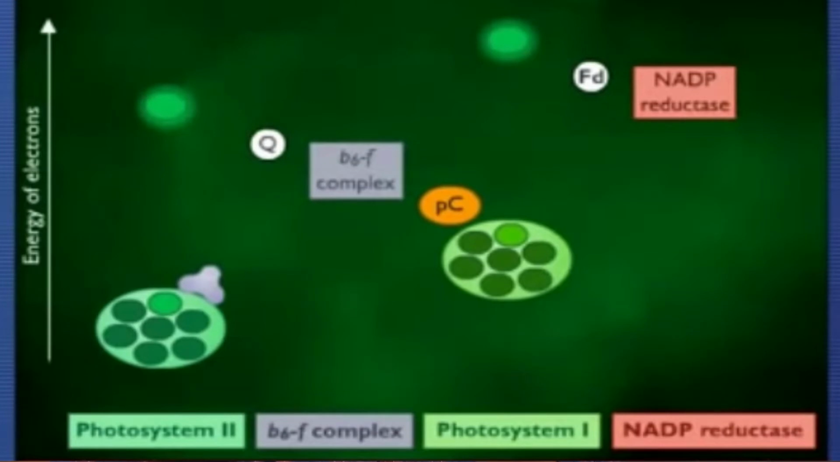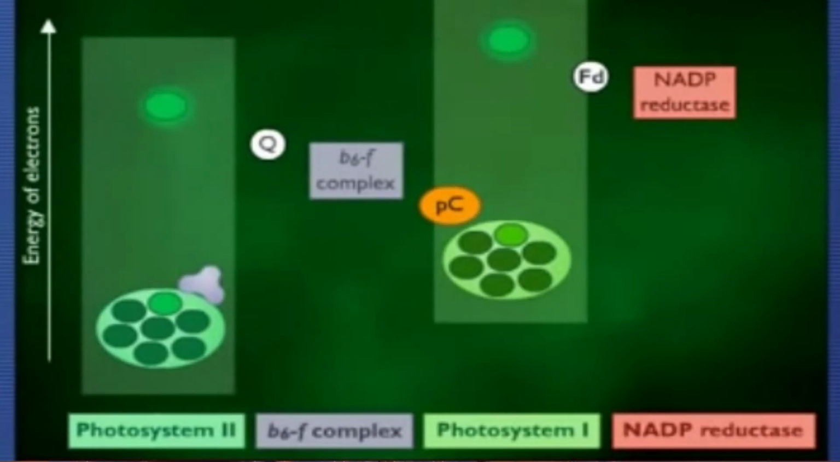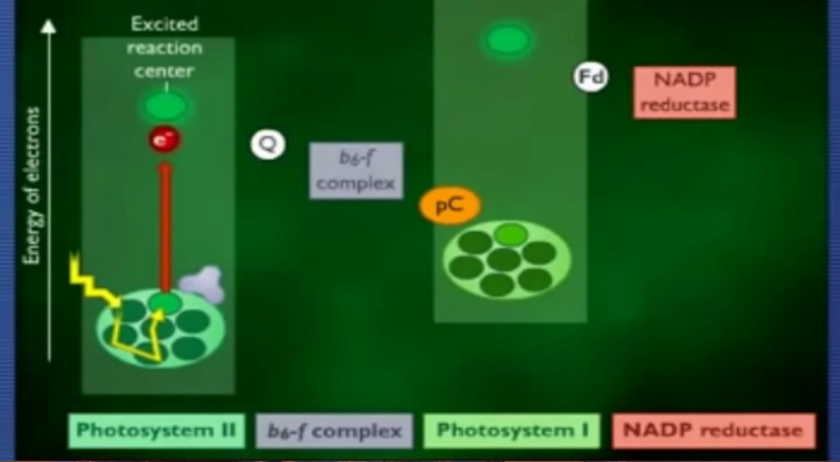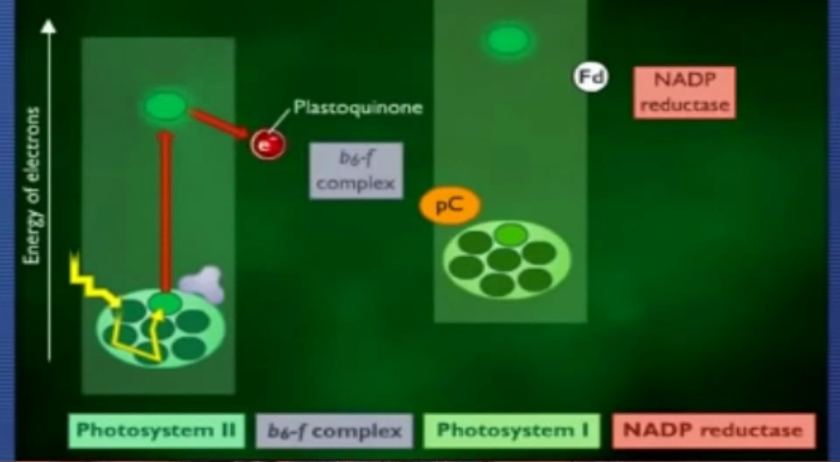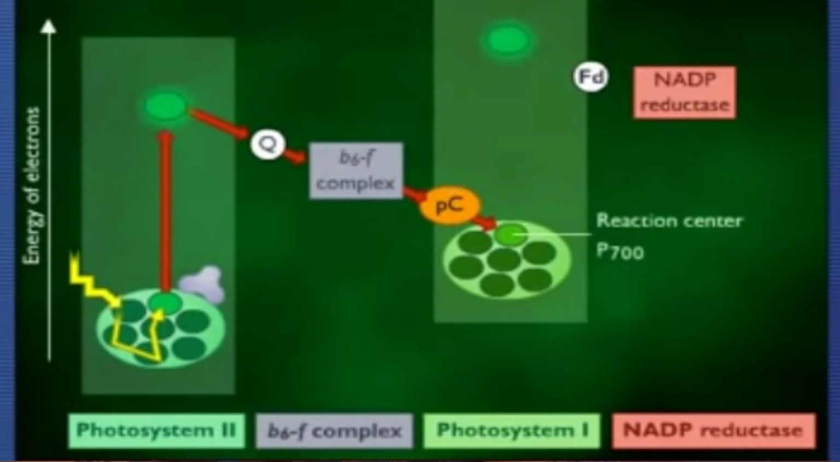Now we start with the light reaction. Photosystem 1 and photosystem 2 have reaction centers. Photosystem 2 has the reaction center P680 and photosystem 1 has the reaction center P700. When photosystem 2 is excited with a photon, one electron is ejected from photosystem 2 and it is captured by the plastoquinone. This plastoquinone is movable. It moves from photosystem 2 to the cytochrome complex.